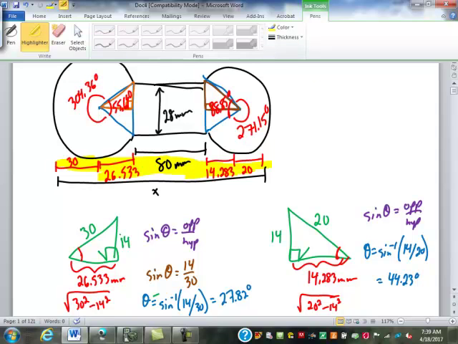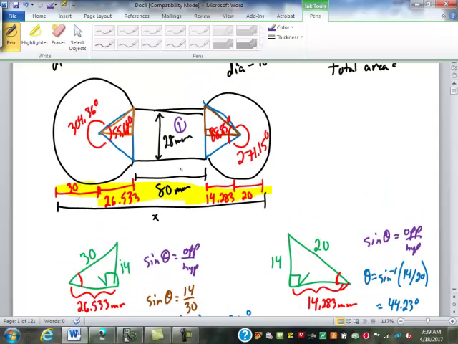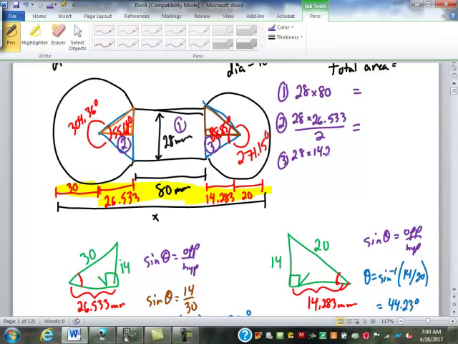Area, we just have 5 pieces to find. Piece number 1 there is 28 by 80, that rectangle. Piece 2 will be this one. That's a triangle. That is 28 by 26.533 divided by 2. Piece 3 will be this triangle. It's 28 by 14.283 divided by 2.